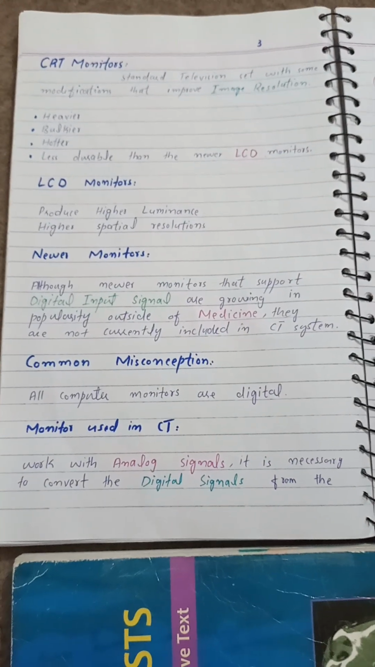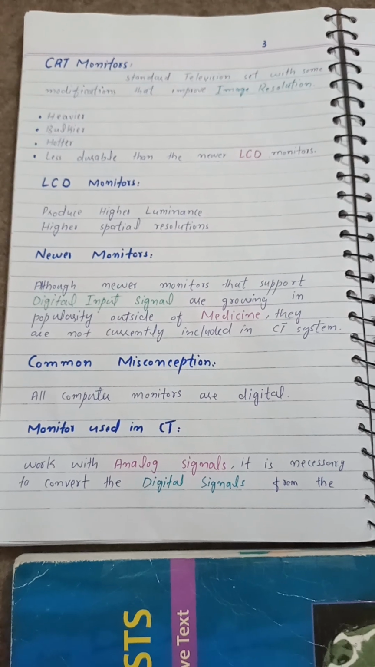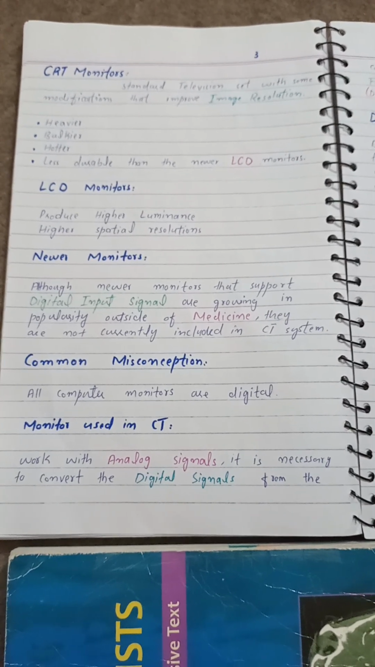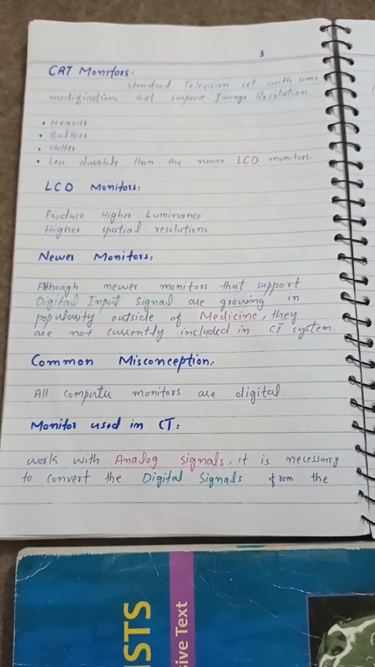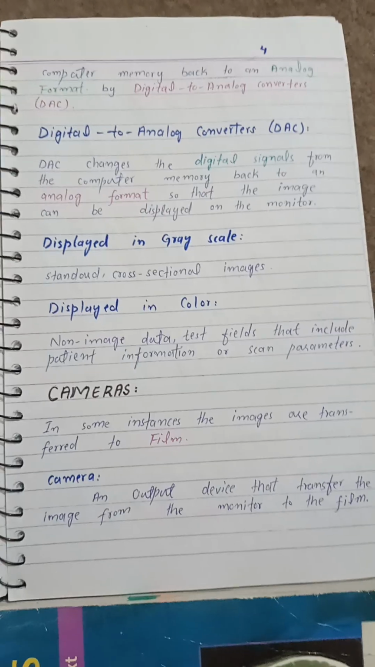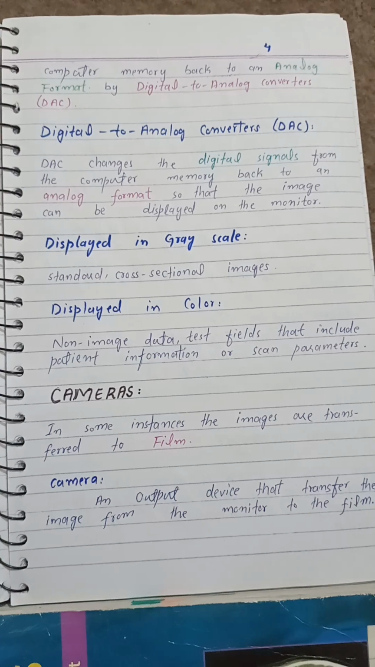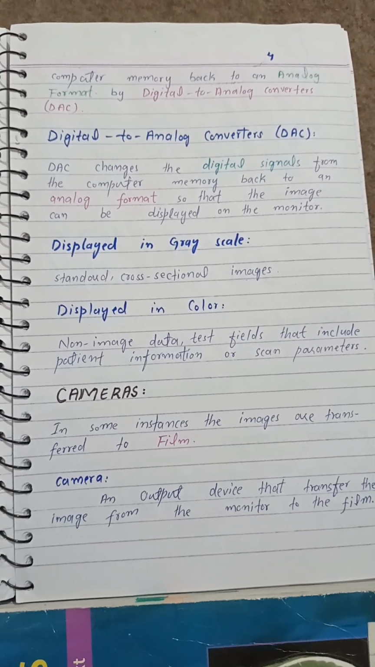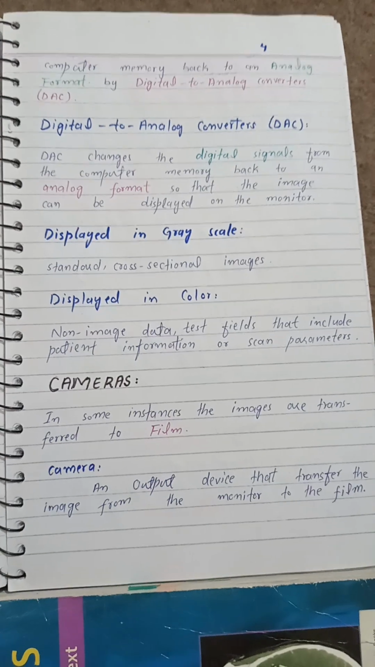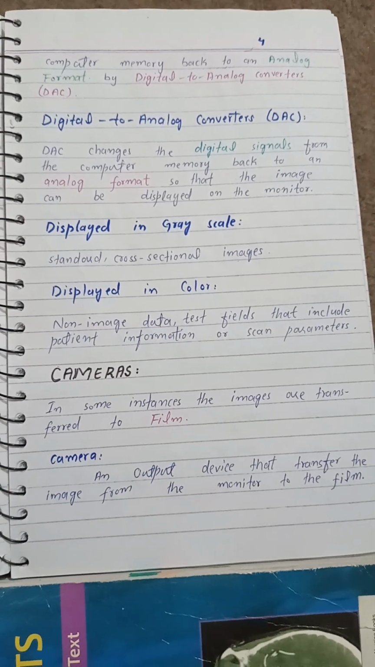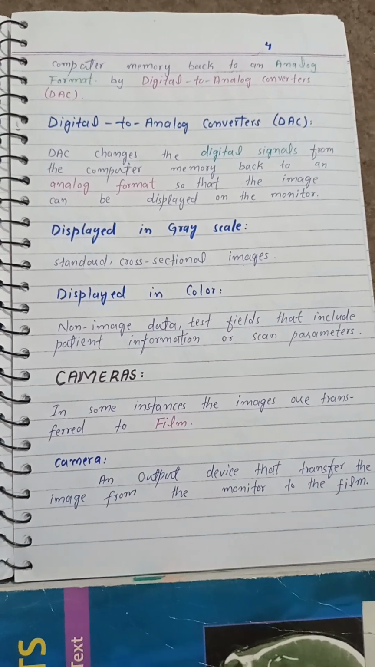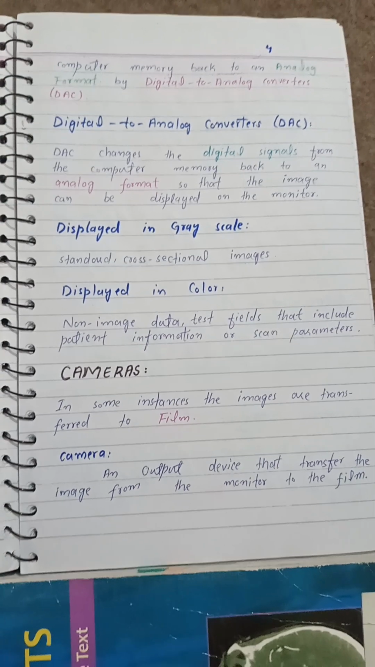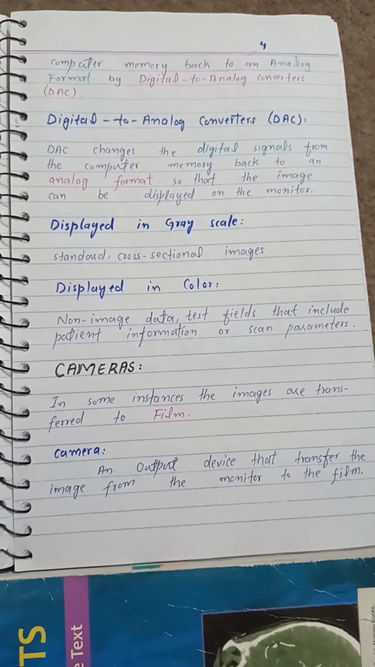Common misconception: all computer monitors are digital. Monitors used in CT work with analog signals. It is necessary to convert the digital signal from the computer memory back to an analog format by a digital to analog converter, or DAC. The DAC changes the digital signals from the computer memory back to an analog format so that the image can be displayed on the monitor.